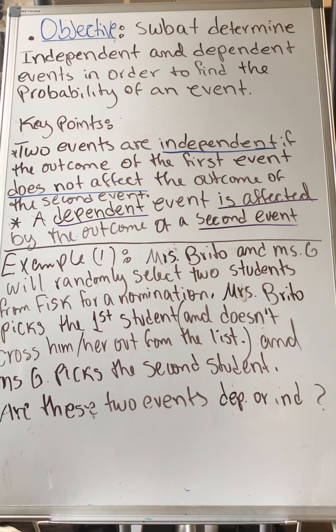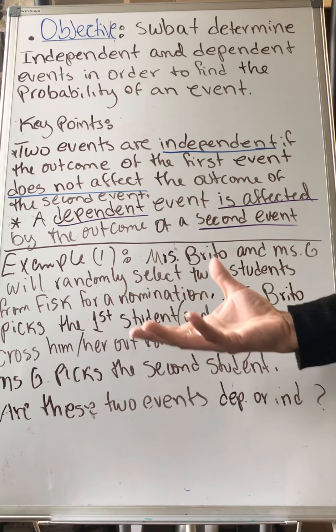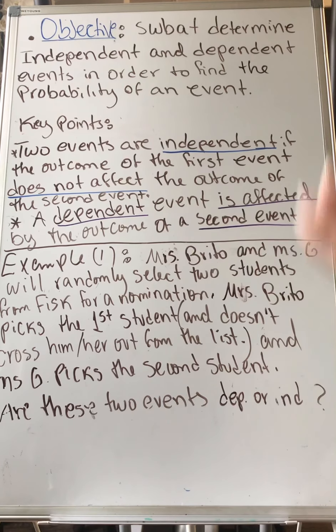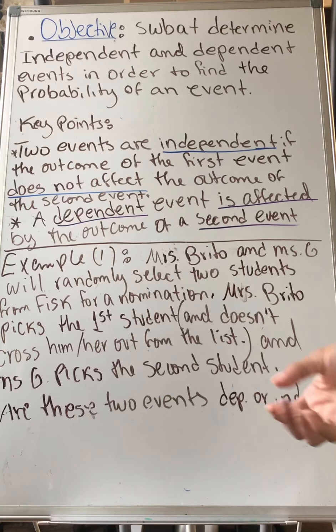So nothing changes. If the fraction was 1 out of 18 students, then she has the same total of students because I didn't cross it out. So it is independent. Both events are independent. So the answer here is independent.